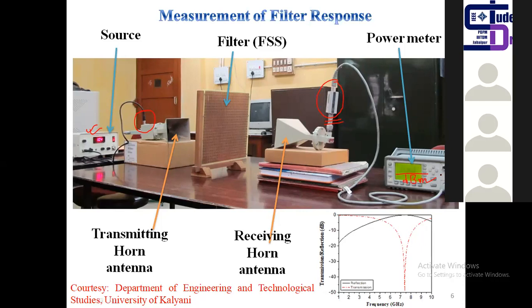One more thing regarding the measurement: whenever you are going for the measurement, you can keep the FSS at the far field of the antenna, that is, 2D squared by lambda. If you keep it there, then there will be less error in the measurement.